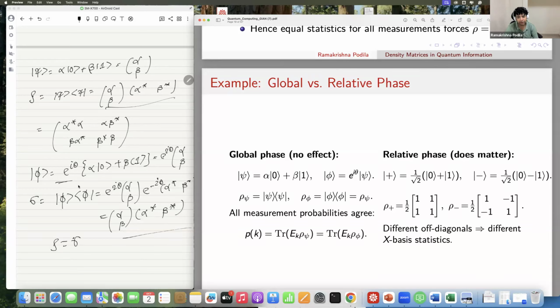But if you do not have a global phase, but what you have is a relative phase, like plus and minus states, what is there is a relative phase. That is, the first term is the same, but the second term is negative one in the minus state, right? So if you take the density matrix for plus versus the density matrix for minus, then the relative phase is different, so the density matrix would appear different. Am I making sense there?